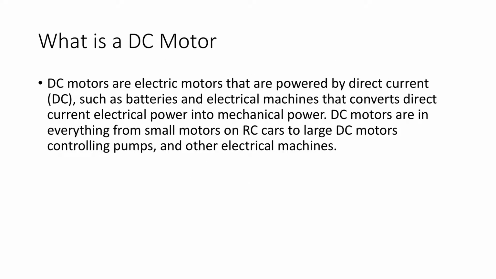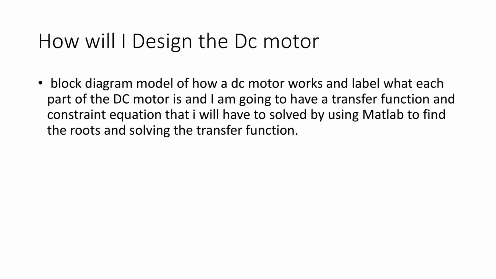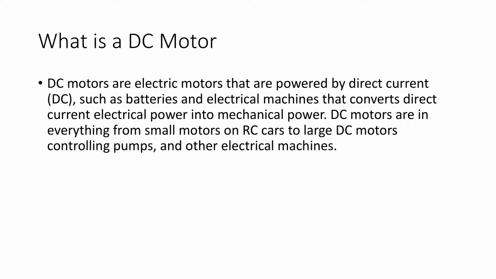What is a DC motor? A DC motor is an electrical motor that's powered by direct current, such as batteries. Those kinds of electrical machines convert electrical power into mechanical power. A DC motor can be anything from small motors on RC cars to large motors controlling pumps and other electrical machines.